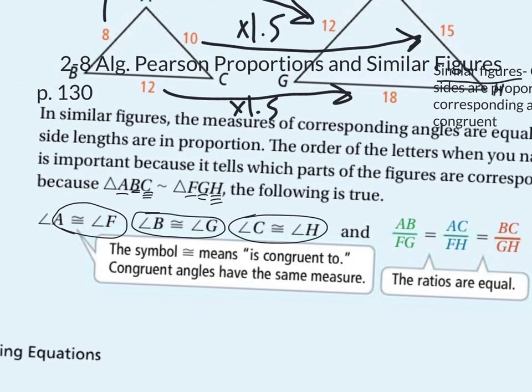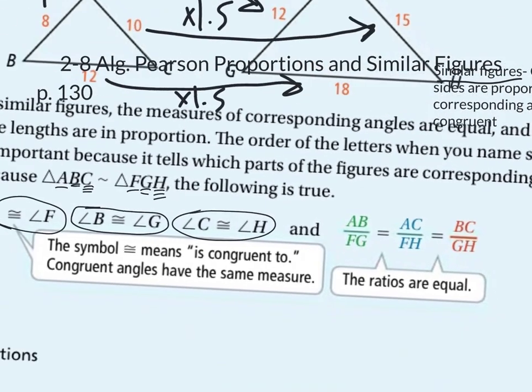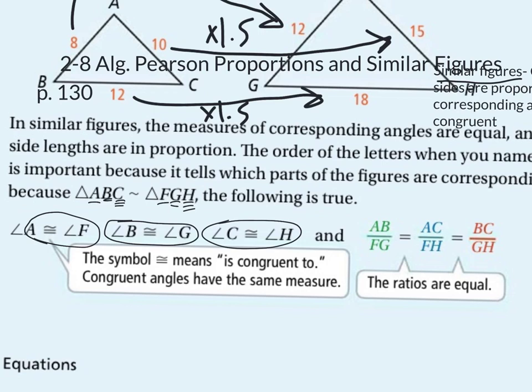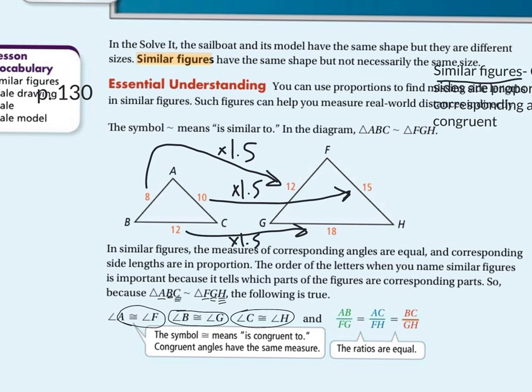And then also I'm saying that these ratios are the same. AB is the first 2 letters, matches up with FG, first 2 letters. AC is the first and last letters, matches with FH, first and last letters. And then BC, last 2 letters, matches with GH, last 2 letters. So those proportions or ratios are going to be the same as each other. So if you look at this picture, then we can see that.